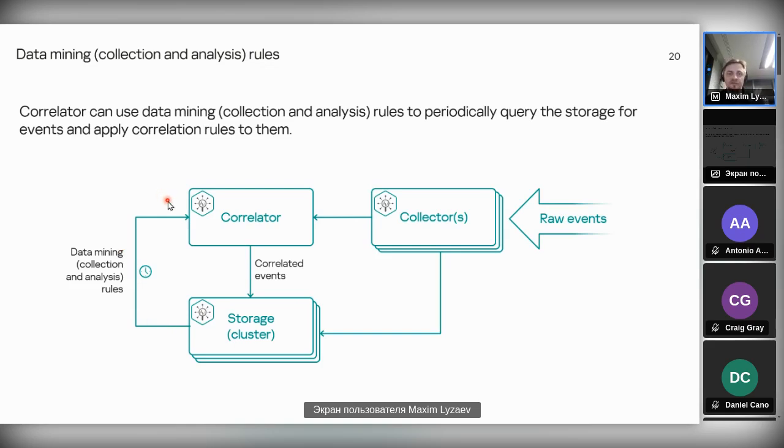It's not the same as a retroscan, so it's different. A retroscan is simply sending events from storage to the correlator, and that's it. But with data mining, you should create a kind of aggregation query or grouped query. So you will see that. It's more about statistics rather than taking base events and sending them again to the correlator. You will see that in the example.